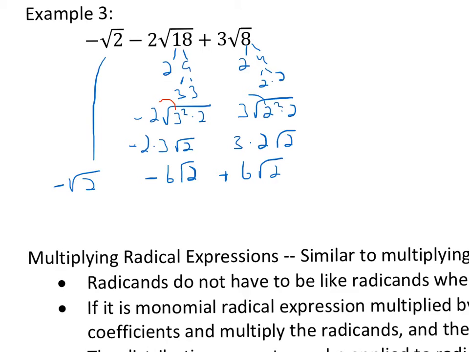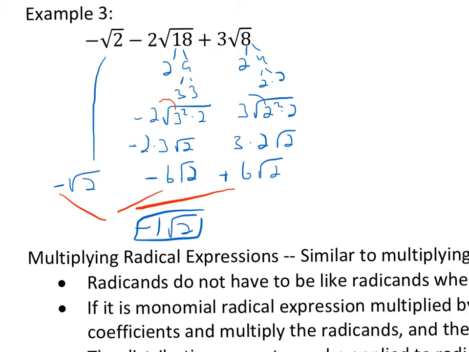So if you look at all these now, before they were all different roots, now they're all the same root, root 2's. So I can take negative 1, negative 6 and positive 6, and we're going to end up with negative 1 root 2.